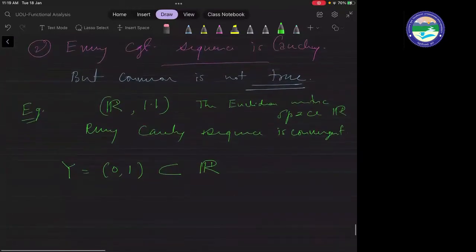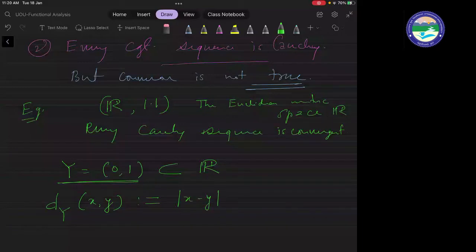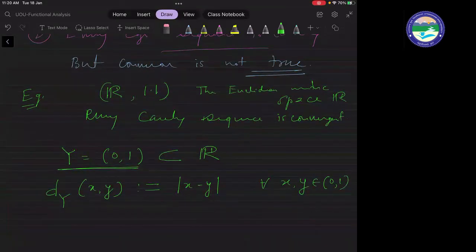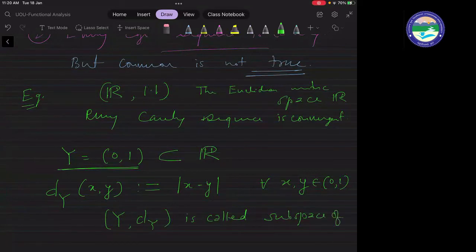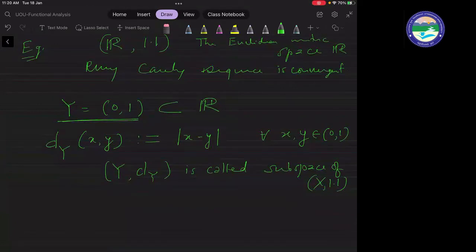So what does this mean? This means take the distance d_Y in the open interval (0, 1), defined like this: for all x, y in (0, 1), take this as a distance in Y. With this distance, (Y, d_Y) is called a subspace of X. So every subspace is a metric space.